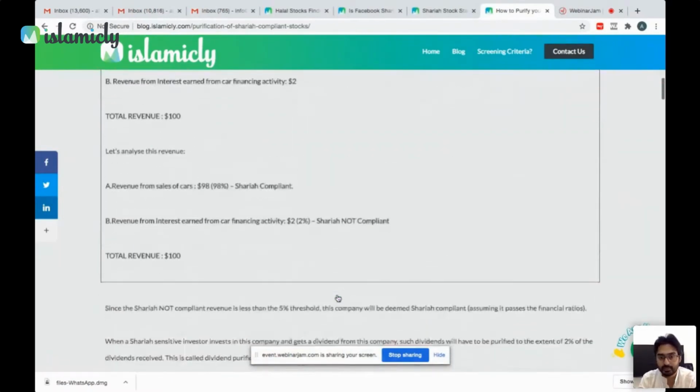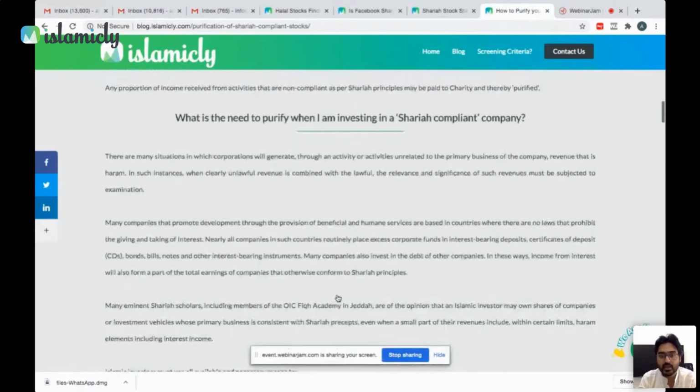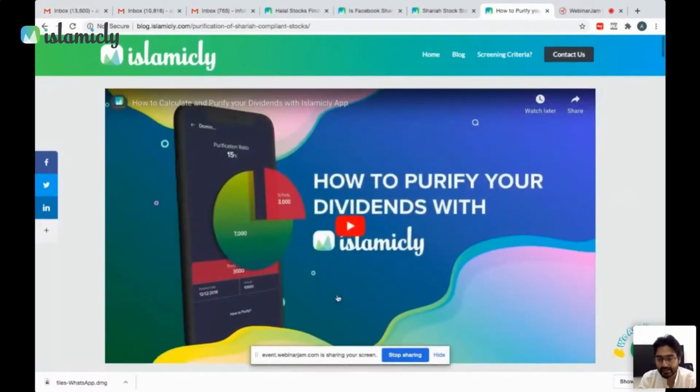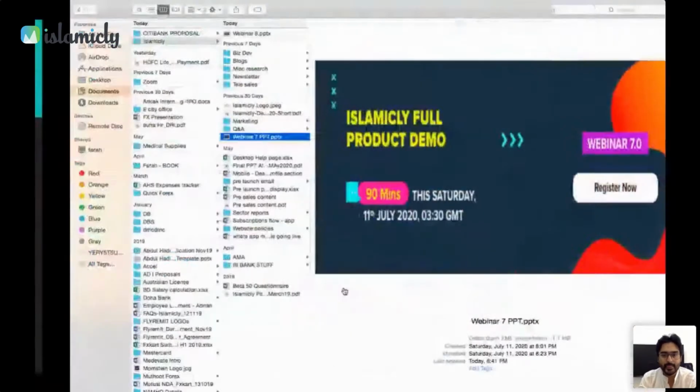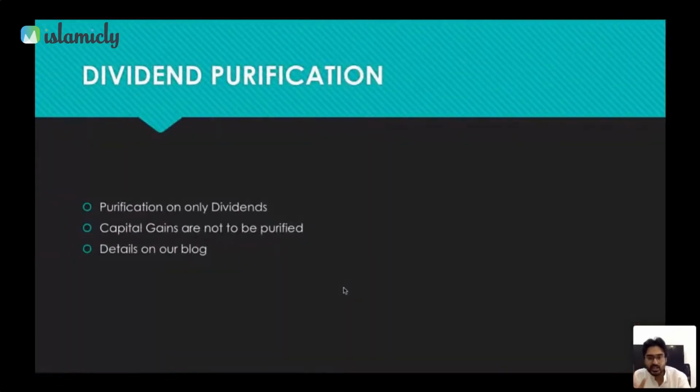We have a blog on Islamicly which talks about how the purification amounts have to be calculated. Please do read this. If you need to find out how it has to be done on the app, there's a video over here as well. All right. So the purification has to be done only on dividends. The reason for this is that once a company is classified as Sharia compliant, it is classified as Sharia compliant.